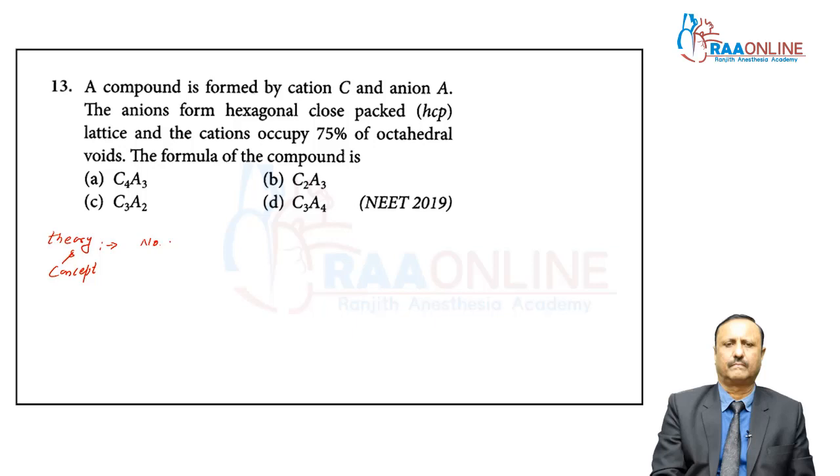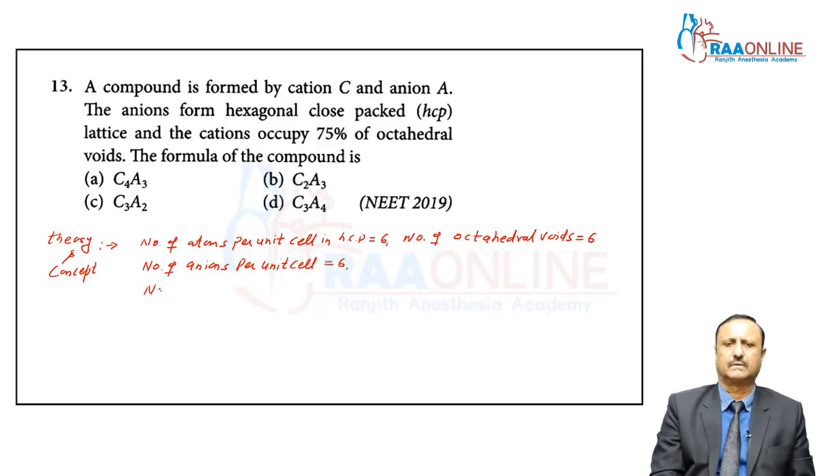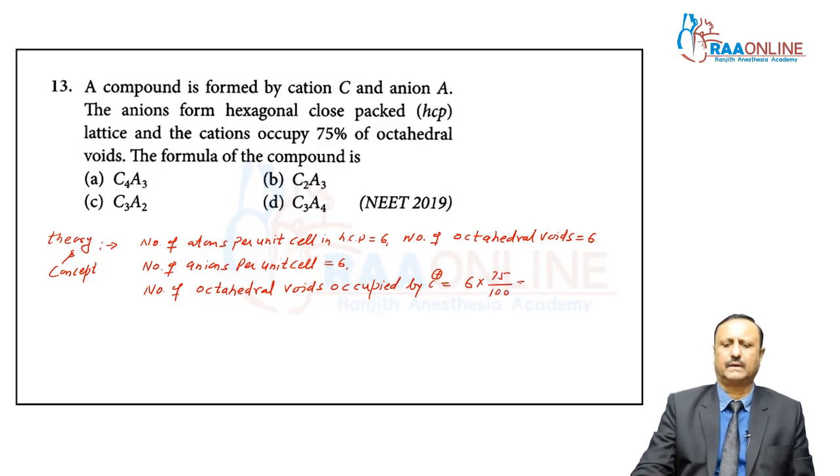Here my dear students, the number of atoms per unit cell in HCP equals 6. The number of octahedral voids equals 6. The number of anions per unit cell equals 6. The number of octahedral voids occupied by cation C plus equals 6 into 75 upon 100, and that equals 9 by 2.